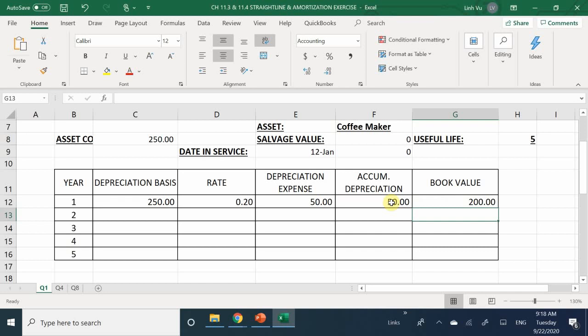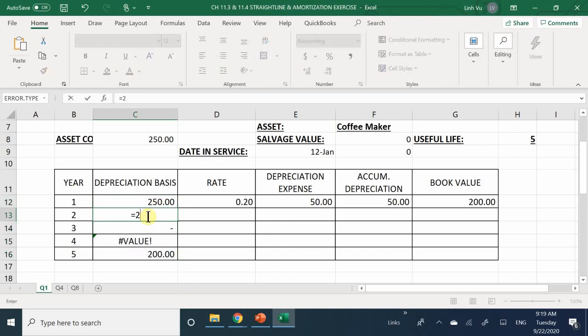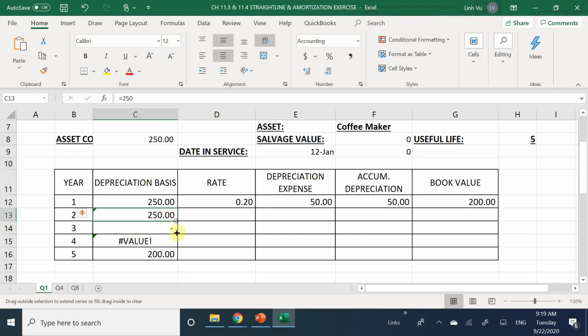With our assumption, what is going to be my depreciation basis for the second year? The same 250. Exactly. And it's going to be the same for the third, fourth, and fifth year. I guess it won't take my formula. It did the same thing to me. Okay, so boom, there you go. Now they're all 250.